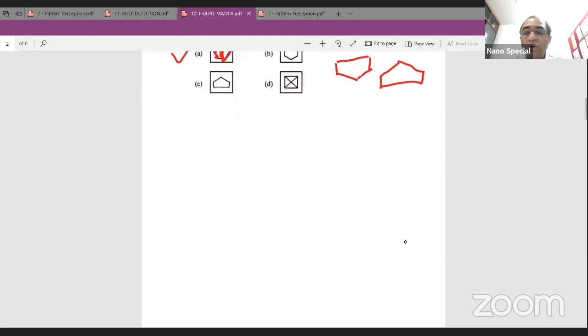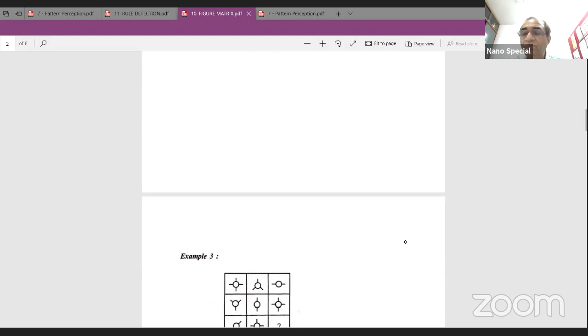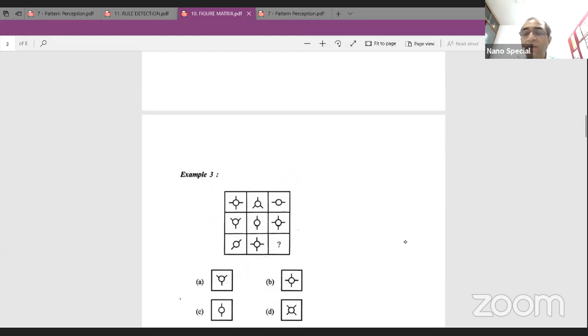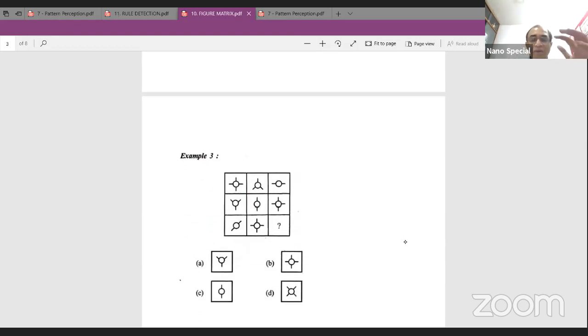Okay, let's go on to 3. Now, let's see if you can get 3. The third one, the third example. Oh, God. A lot of people are getting it. I thought people may find it a little tough to answer this question.